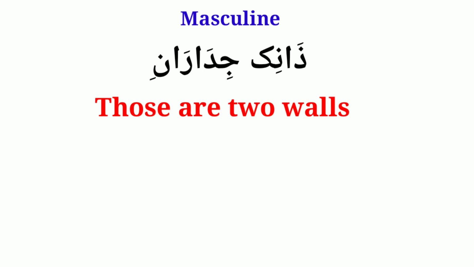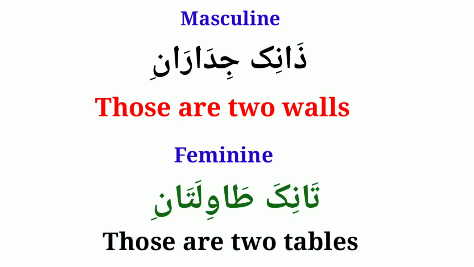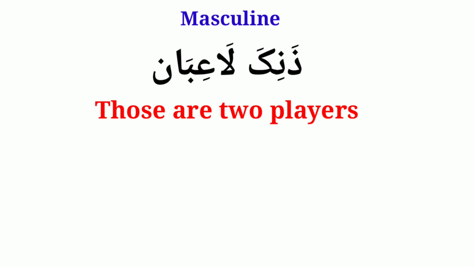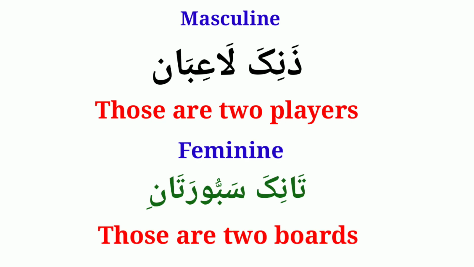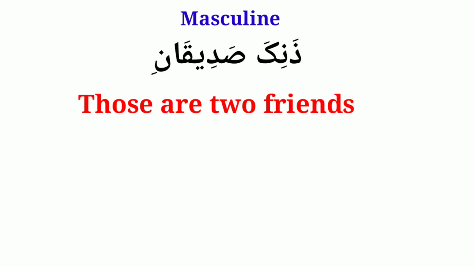Zanika jidaran, those are two walls. Tanika tawilatan, those are two tables. Zanika la'iban, those are two players. Tanika saburatan, those are two boards.